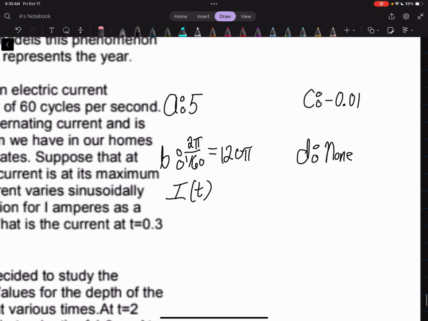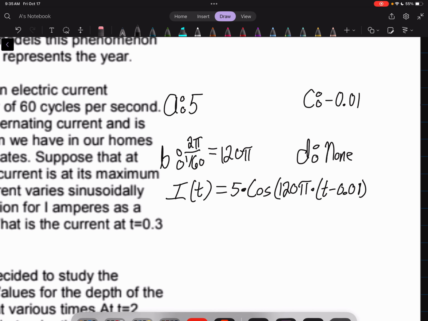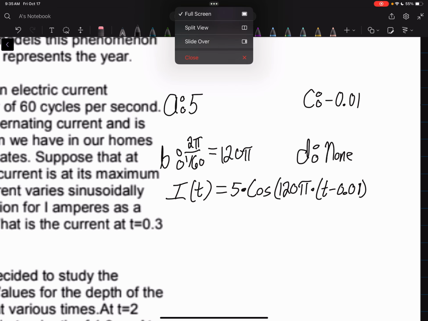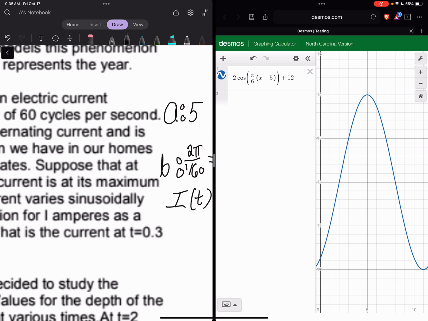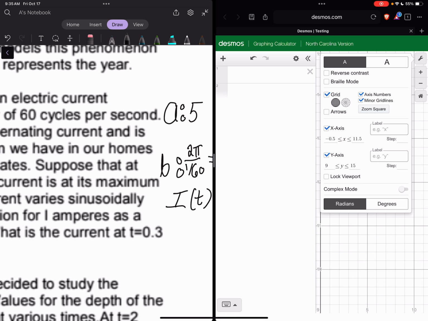I of t is equal to 5 times cosine of 120 pi times t minus 0.01. Okay, let's type this into Desmos. Once again, I need to make sure I'm in radian mode. I am.